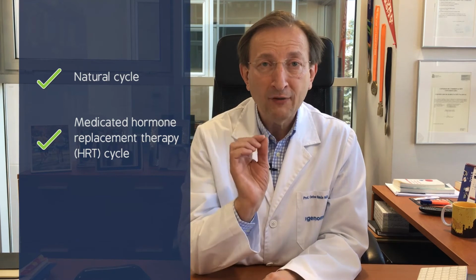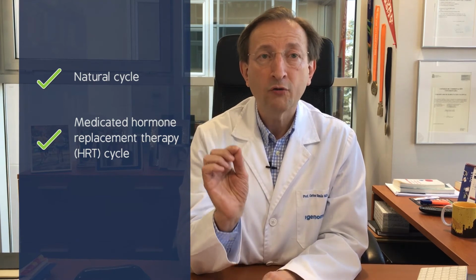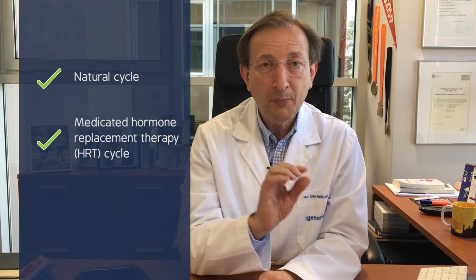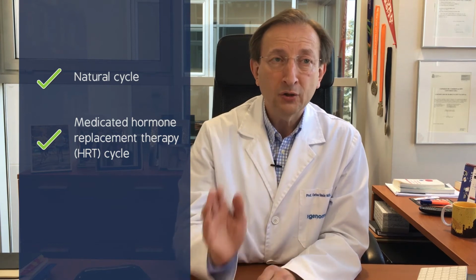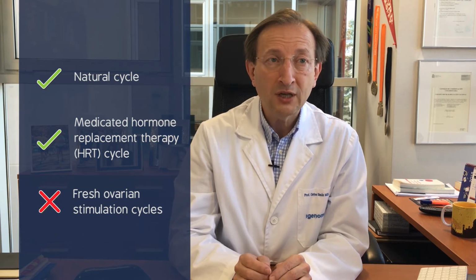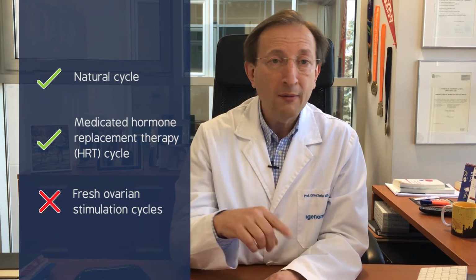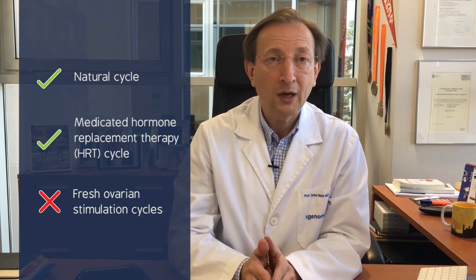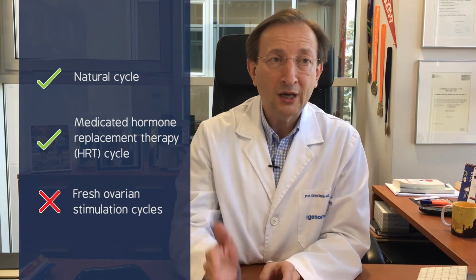The ERA test can be performed either in a natural cycle, considering that the timing should be at LH plus 7, or in a hormonal replacement therapy cycle, and then it should be done after 5 days or 120 hours of progesterone administration. It depends on the planning of the doctor. ERA is not suitable in fresh embryo transfer cycles because the hormonal levels are very high and inconsistent, so we cannot really extrapolate to the next cycle.